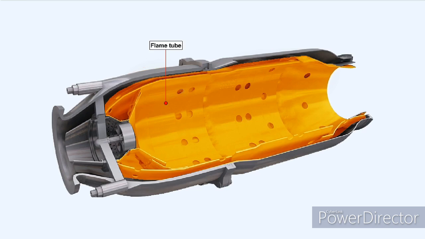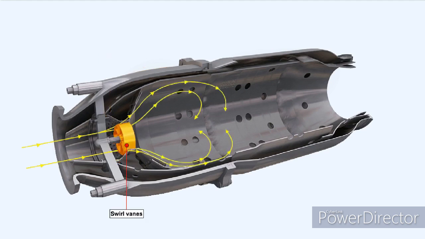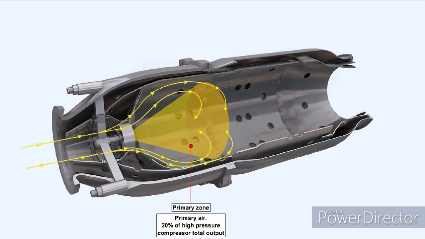This diagram shows how the air entering the flame tube passes through the snout before being divided to go through the perforated flare and the swirl vanes and into the primary zone. The primary zone is a region of lower velocity recirculation, positioned immediately downstream of the fuel spray nozzle. It's within this zone that stable combustion is achieved.